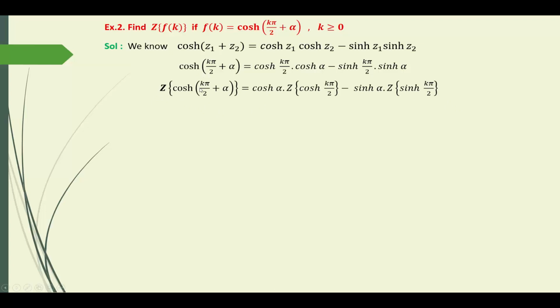Therefore, Z transform of cos k pi by 2 plus alpha equal to cos alpha into Z transform of cos k pi by 2, because cos alpha is a constant, minus in second term sin alpha constant into Z transform of sin k pi by 2. Now we know the formula of cos k alpha is Z into bracket Z minus cos alpha upon Z square minus 2Z cos alpha plus 1, and Z transform of sin k alpha equal to Z into sin alpha upon Z square minus 2Z cos alpha plus 1.